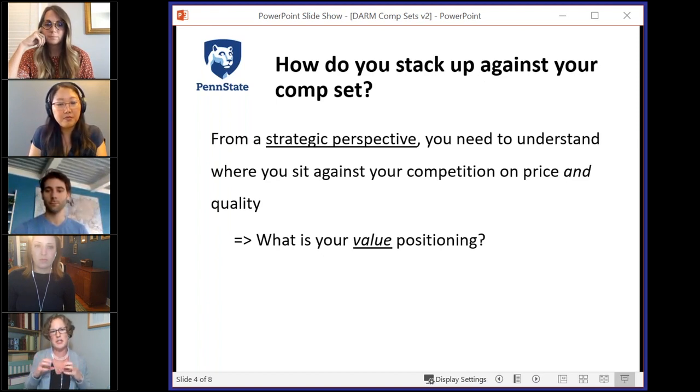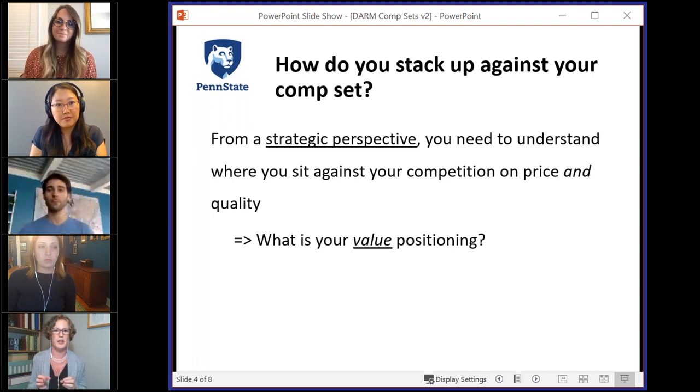From a very strategic perspective, I think you really need to understand not just where you sit against your competition on price, but also where you sit against them in terms of quality. And we call that value positioning. Historically, we've always looked at how our competitors price. When we used to do that in hotels many years ago, the consumer didn't have any other information upon which to make a booking decision. They could only get information about your pricing.